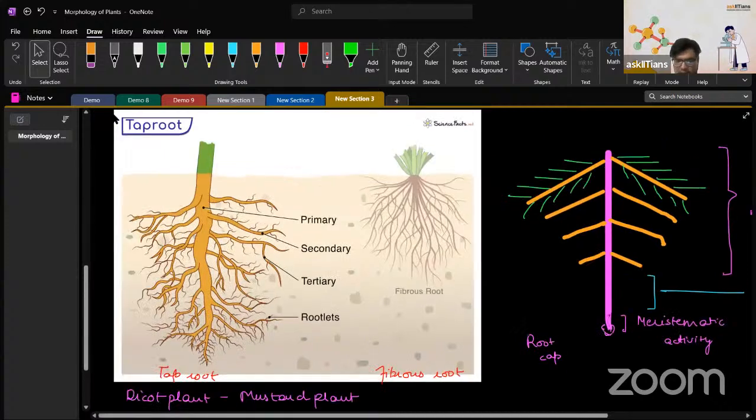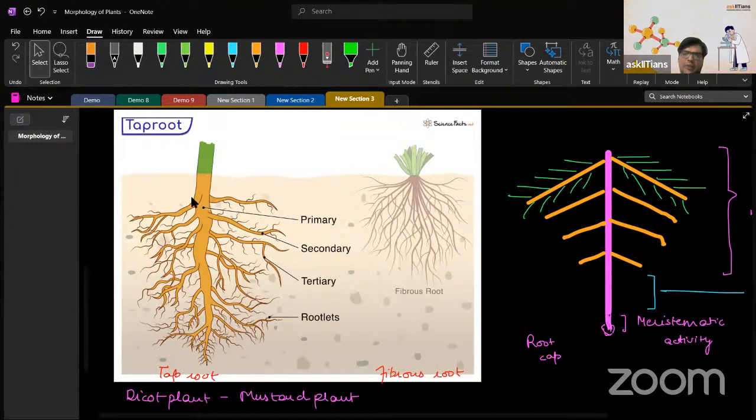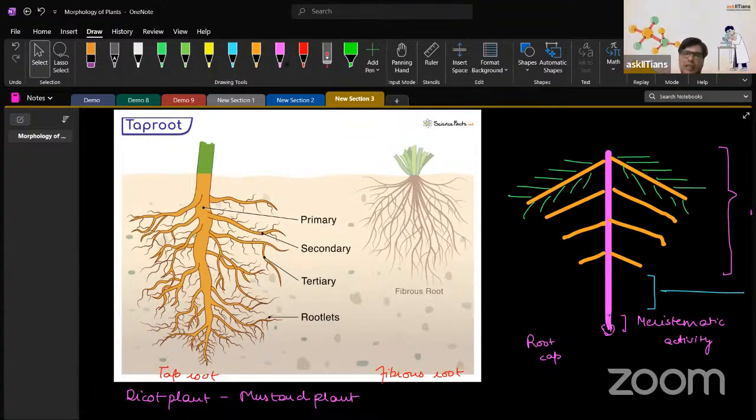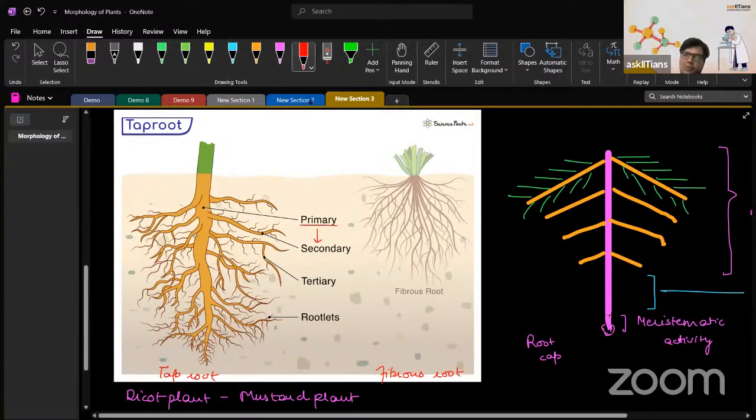Okay. Now, the taproot system, I was talking about that it is mostly a common feature in dicot plants. It is not seen in the monocots. It has a primary root, which will develop into the secondary root. The secondary root will develop into the tertiary, at the end of which there will be rootlets, and there might be some root hairs present. So that is the taproot system.